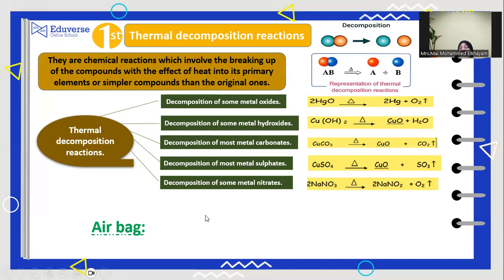So in this case, an electric spark will work on the substance, which is called sodium azide, and decompose it into sodium and nitrogen gas. Nitrogen gas will fill the bag just to keep you safe.